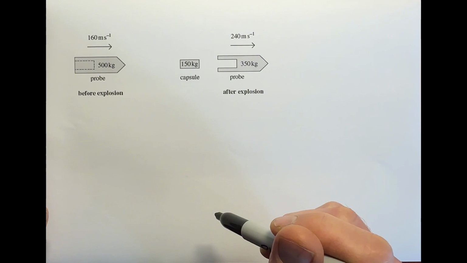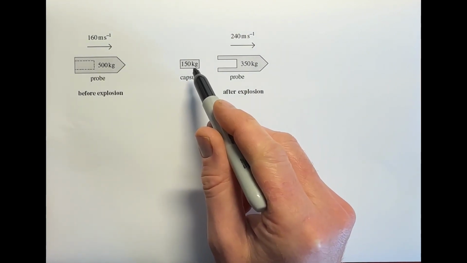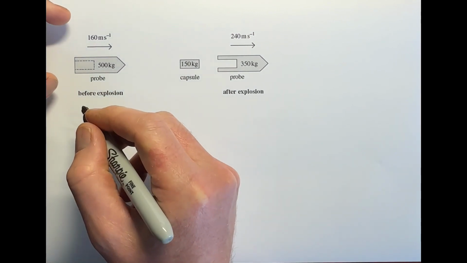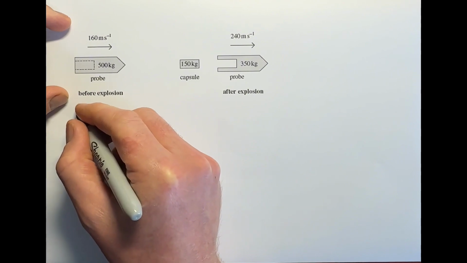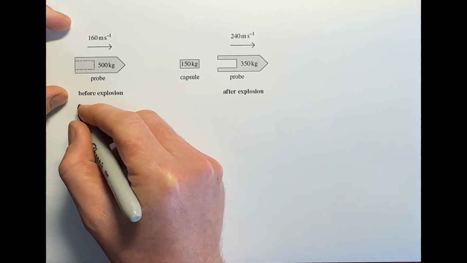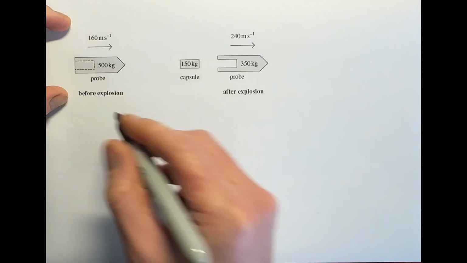So the whole point here, first of all, is to calculate the velocity of this capsule. And then we're going to look at the kinetic energy before and after the explosion. So the first thing we can say is we're going to need to use conservation of momentum here. So we know that the momentum is conserved. So the momentum before the collision and the momentum after the collision must be the same.